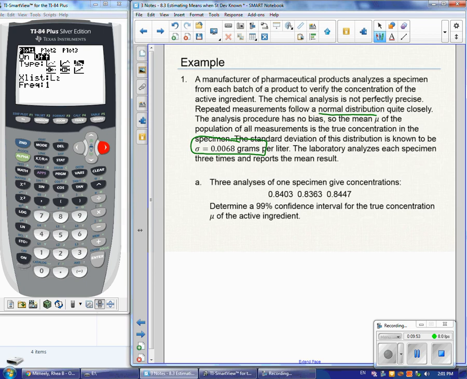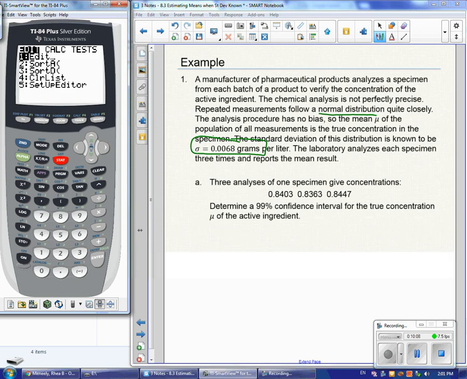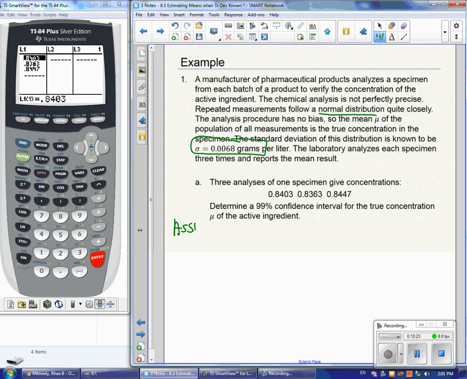In letter A, it says these analyses of one specimen give the concentrations. You're given 3 values, and you're asked to construct a 99% confidence interval for the true concentration, mu, of the active ingredient. I've already entered my values into a list. Now, I'm told that the population is normal, so if I check all my conditions, I believe we can, if we assume that the 3 measures are a simple random sample from the population, then it's appropriate to continue.